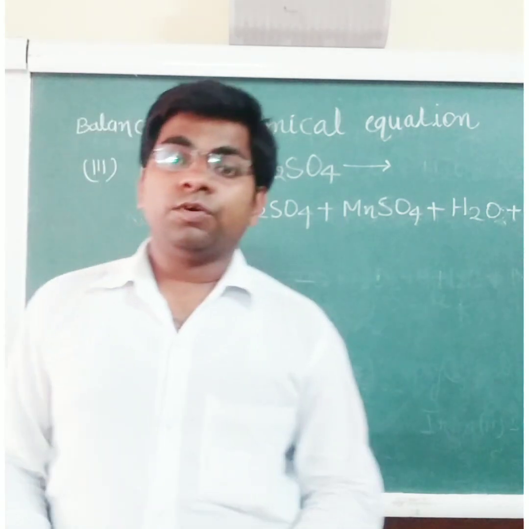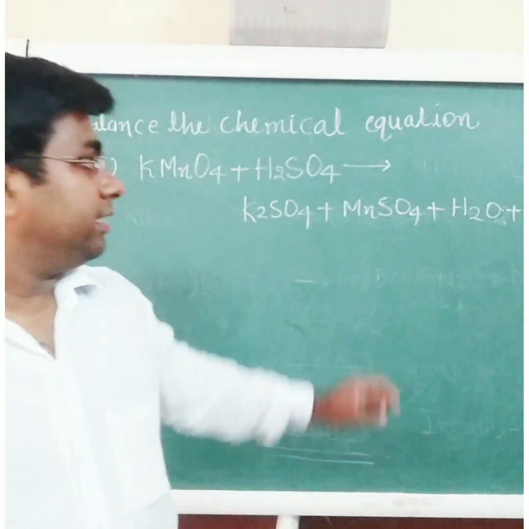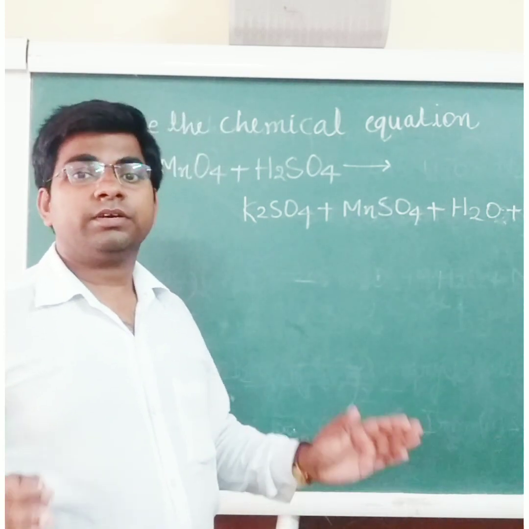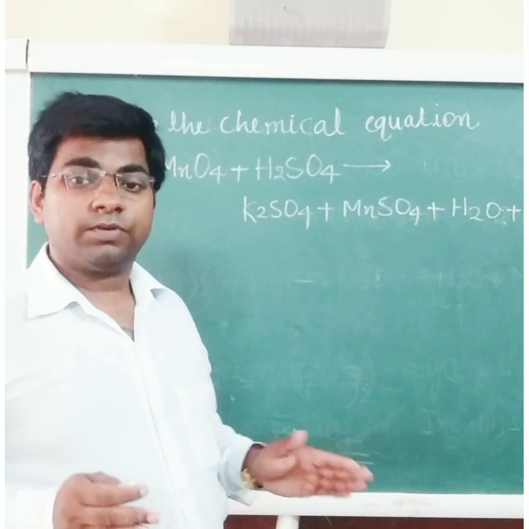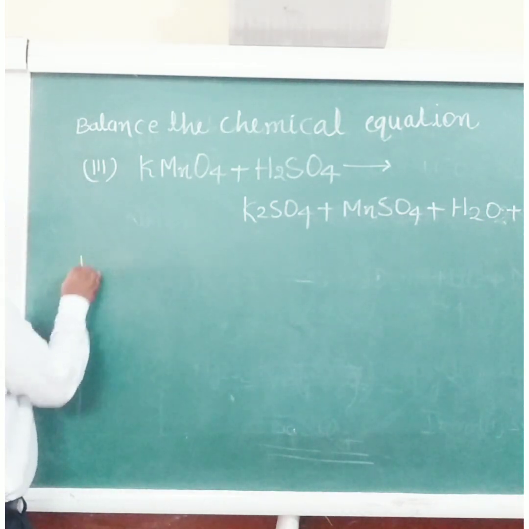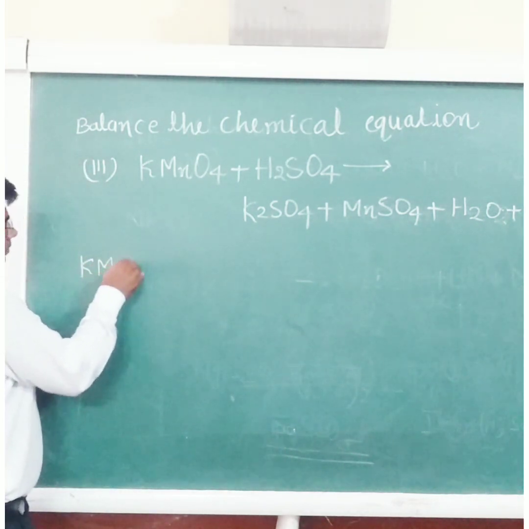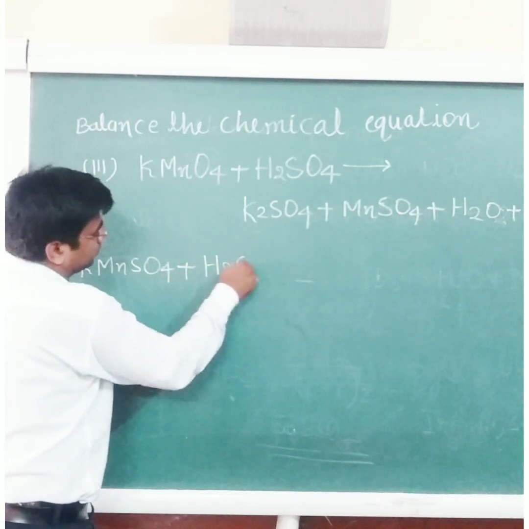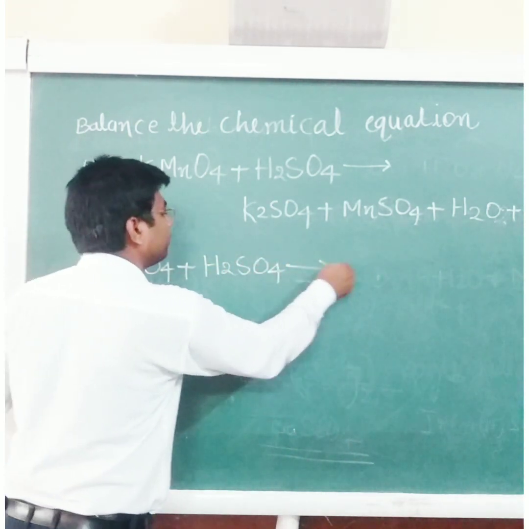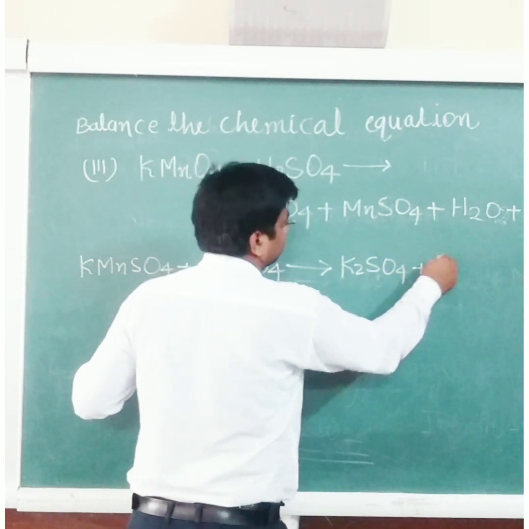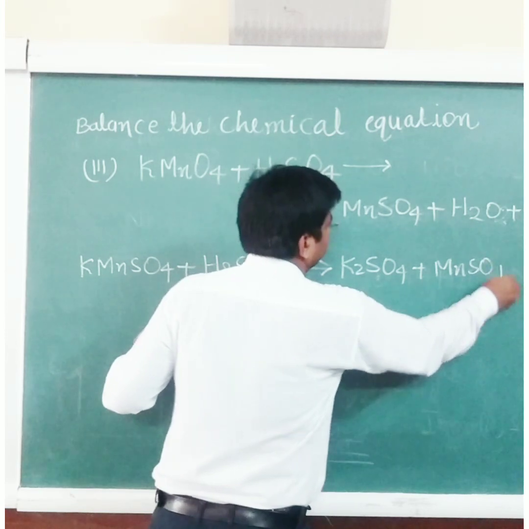So first we need to observe the elementary gas. There is one elementary gas, that is oxygen. So first we need to write the atomic form of the oxygen. Okay? So start: KMnO4 plus H2SO4 equal to K2SO4 MnSO4.